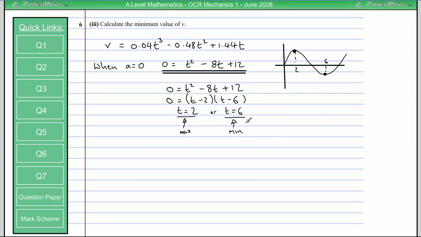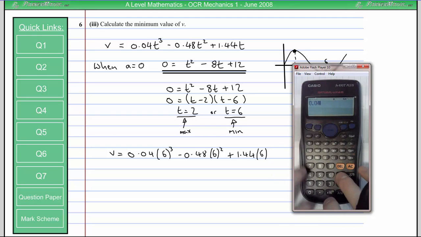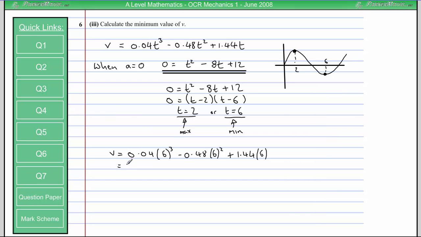So we're interested in the minimum at t equals 6. To find out what the value of v at that point is, we substitute it back into our original equation. So we're going to do v equals 0.04 multiplied by 6 cubed minus 0.48 multiplied by 6 squared plus 1.44 multiplied by 6. Let's put that into our calculator. And if we do that, we get v equals 0.